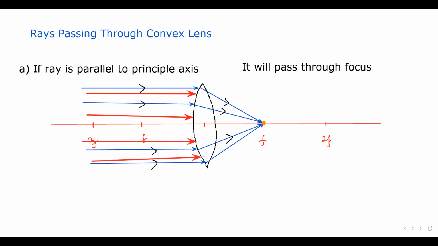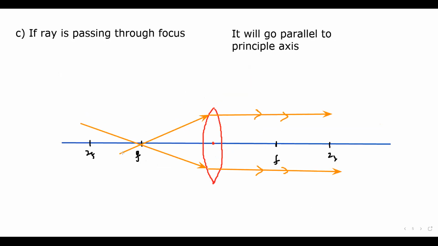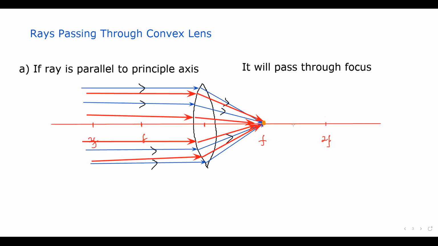So what we'll observe, if they are parallel to the principal axis, they will converge at one point, and we call that point the focus. And if a ray of light is passing through the focus, what we'll observe is that it will go parallel. It is the same thing, only the direction is opposite. If it is passing through the focus, it will go parallel. But if it is parallel to the principal axis, it will converge at one point, and we call that the focus. Is the first case clear?